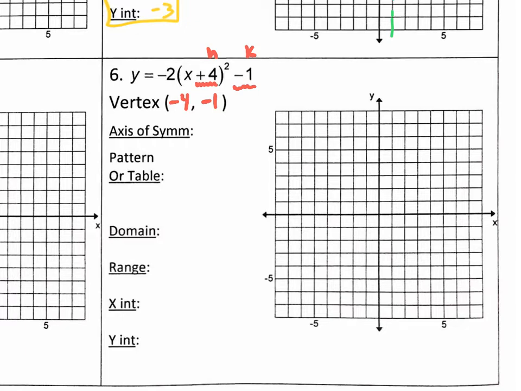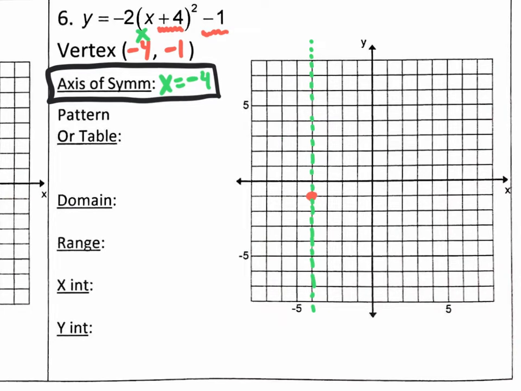Let me graph that. -4, -1. It's right here. Let's draw our axis of symmetry right through it. And what's the equation of that axis of symmetry? X equals the x value of your vertex, -4. And then we need a pattern or an XY table. You could make an XY table and start plugging in numbers that are close to your axis of symmetry, like -3 and -2.